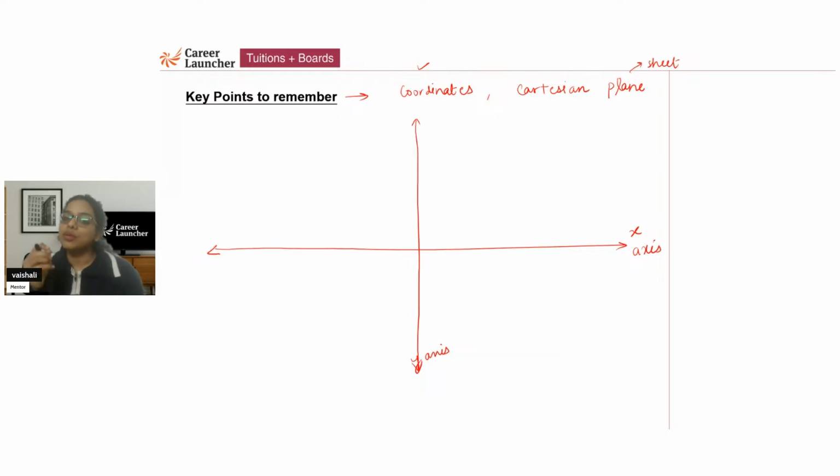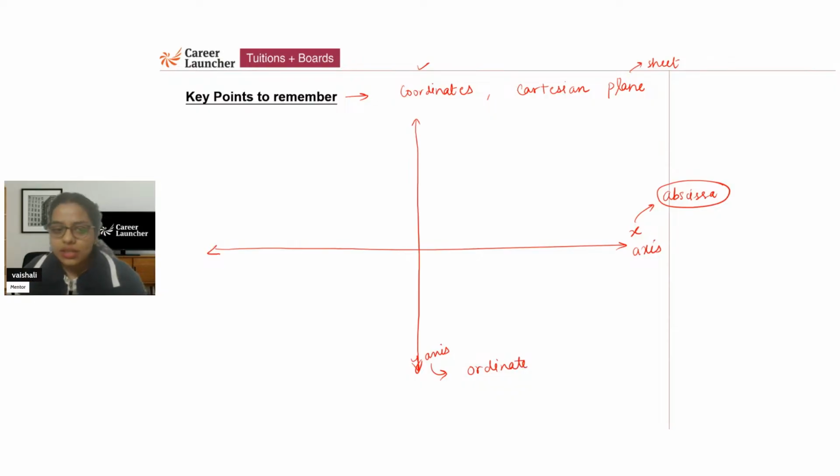Now what are the important concepts here? The first thing is, the x-axis is also called what? Abscissa. So if you see this word in a question, it simply means we are talking about the x-axis, right? And the y-axis is also called the ordinate.